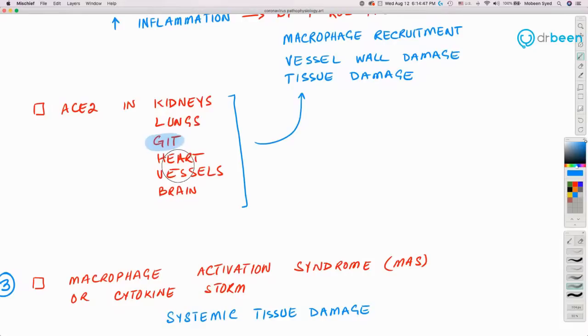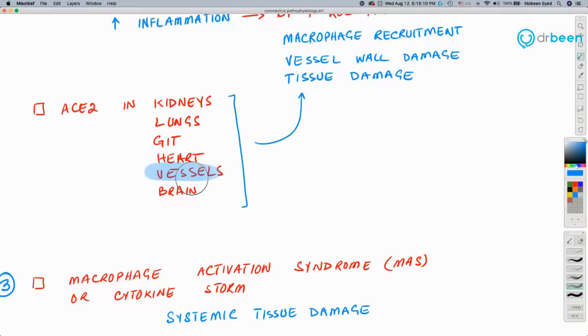GIT damage, similar thing. Ischemia can occur because of lung damage and less oxygen, but also direct damage by the virus. Heart, similar thing, and we'll talk more about that in a bit. Vessels, very important, hypercoagulability. Angiotensin 2 and angiotensin 1-7 are directly present in the blood vessels. So their balance has to occur within the blood vessels.